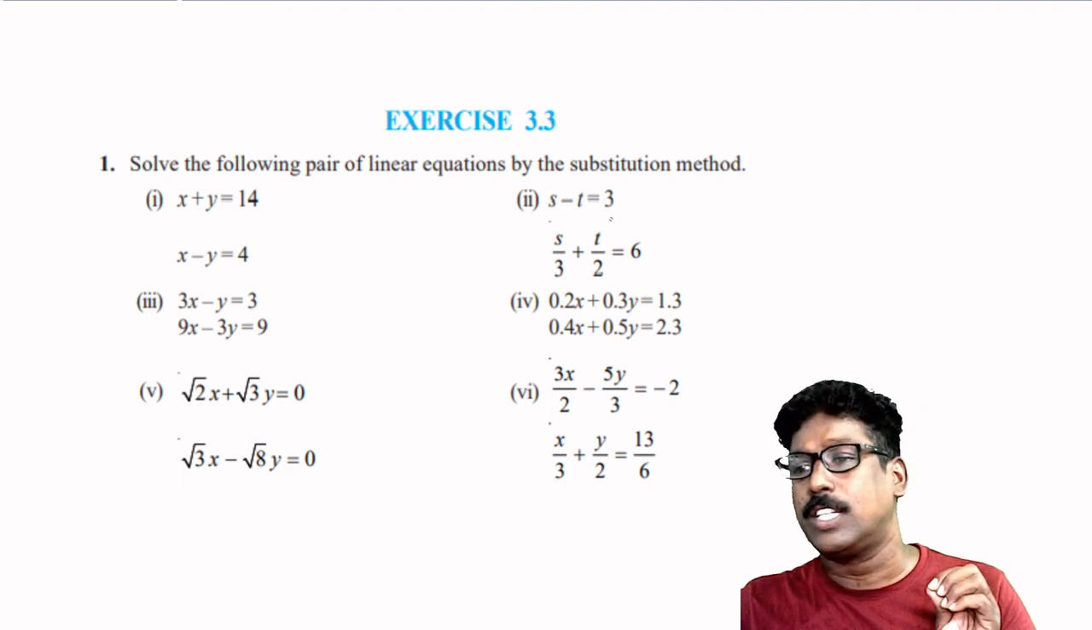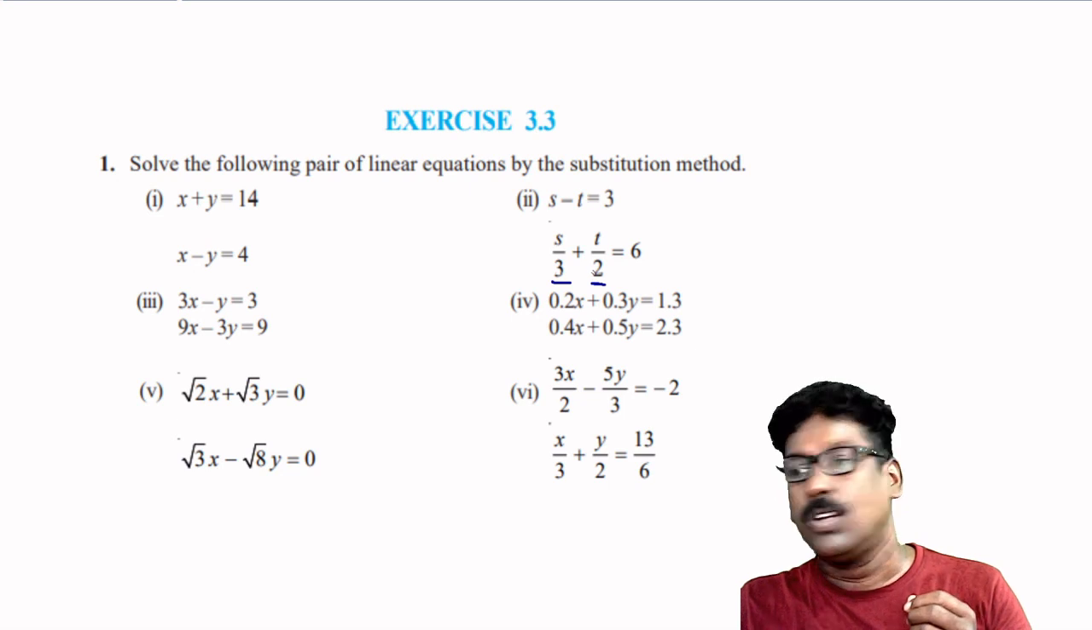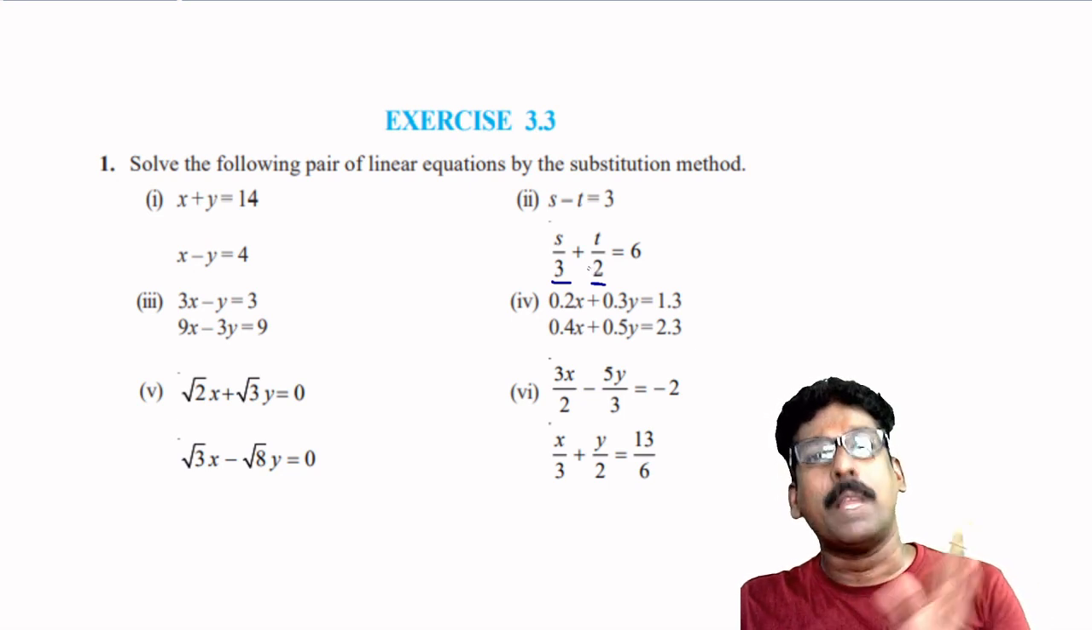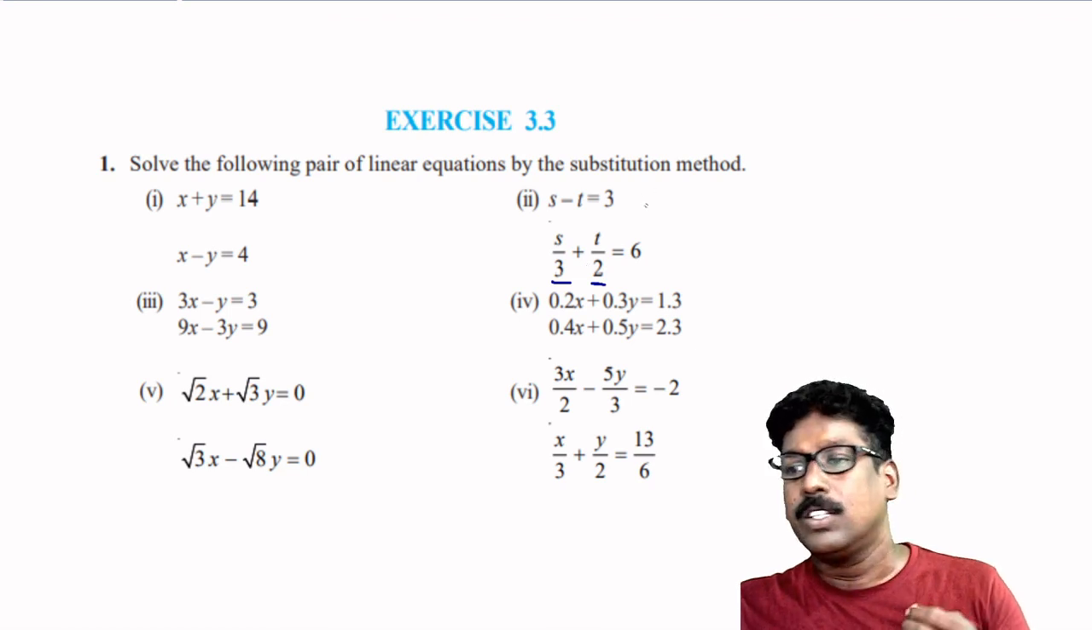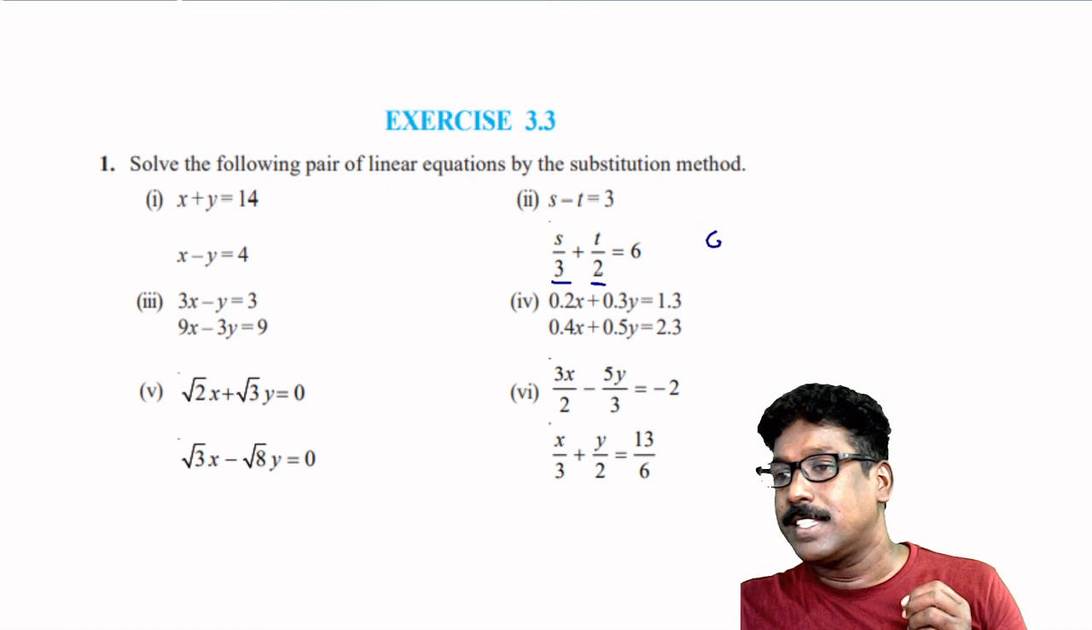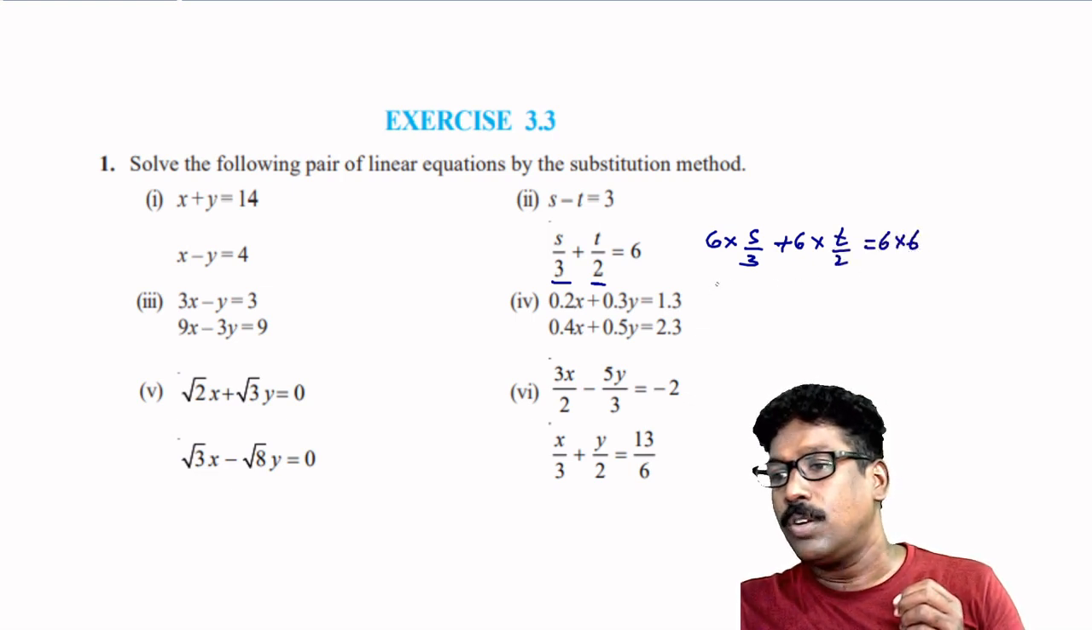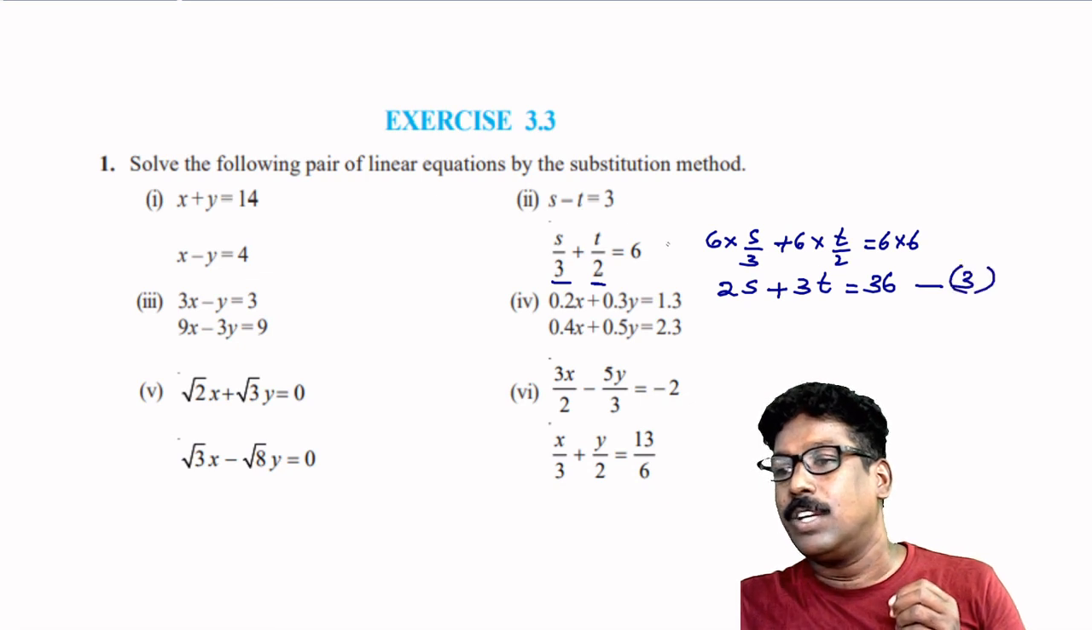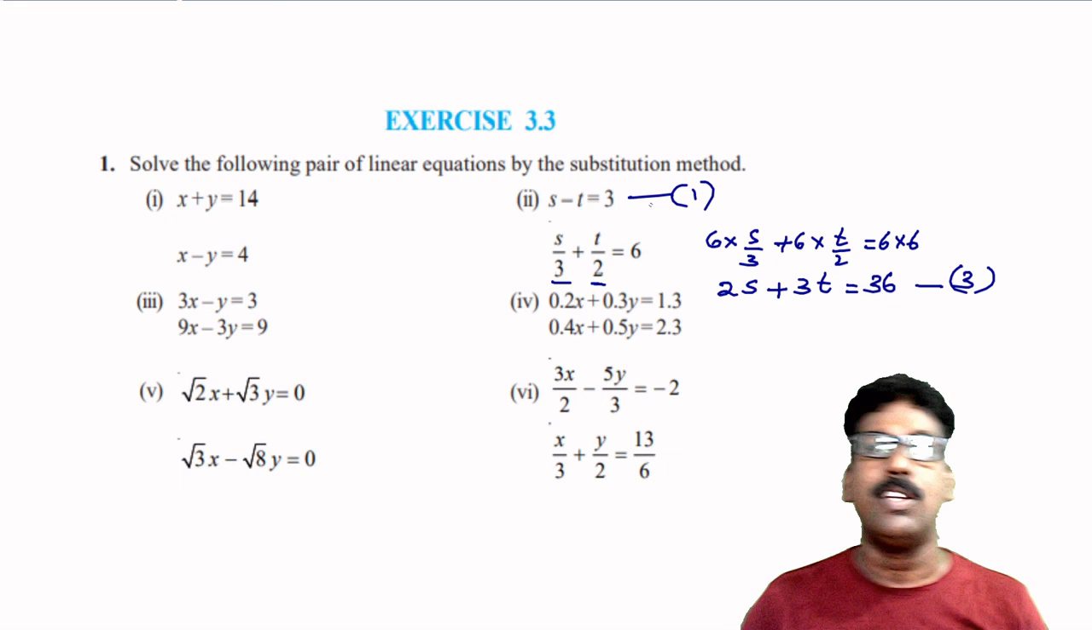First equation is s minus t is equal to 3. Second is s by 3 plus t by 2 is equal to 6. Here you have denominators 3 and 2 in the first and second terms. So what we have to do is multiply by 6. The LCM of 3 and 2 is 6. So you can rewrite this equation as 6 into s by 3 plus 6 into t by 2 is equal to 6 into 6. So 3 sixes are 2 times. This equation you can rewrite as 2s plus 3t is equal to 36. This you can take as equation 3. Now the other equation you can take as equation 1.